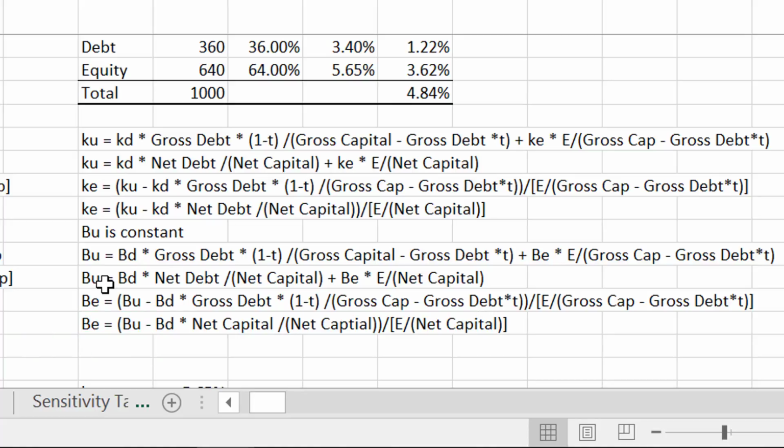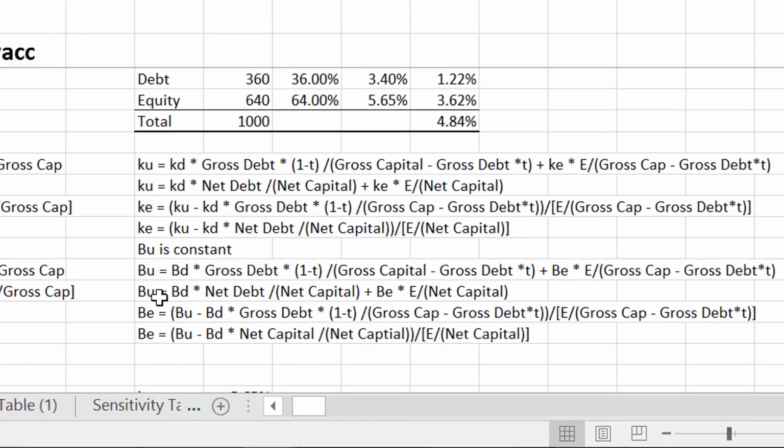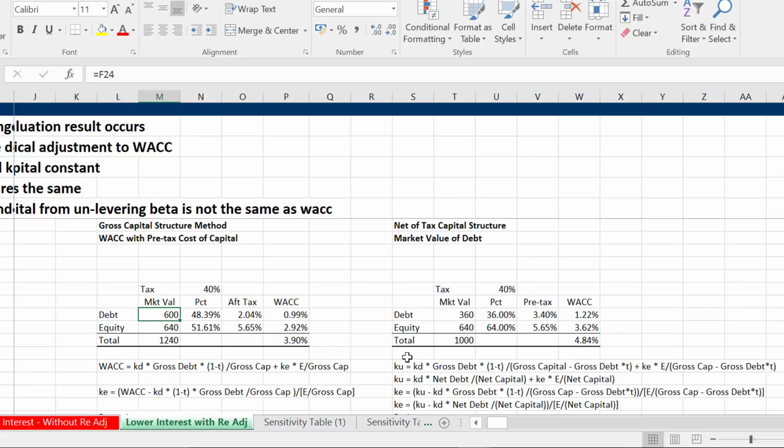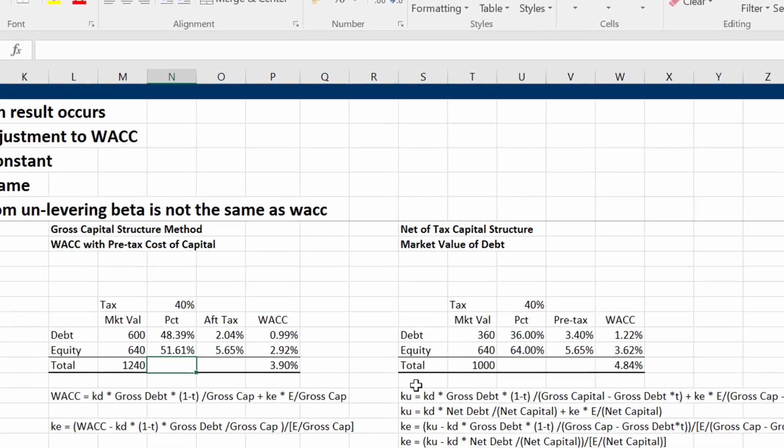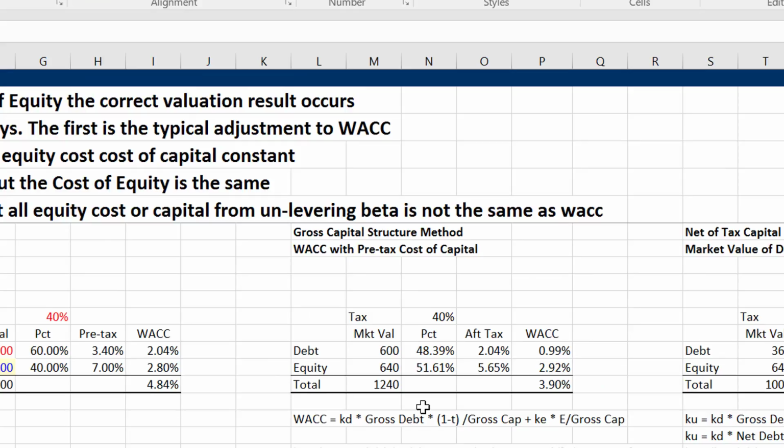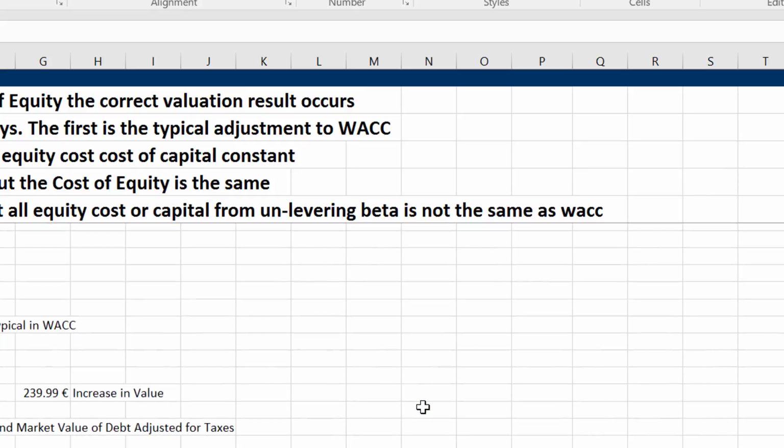Sorry about that. Okay? But that's the beta of equity and the beta of debt. Now, when you apply the WACC method, you get something a little bit different. But here's the problem: you need to start with this method. You need to start here because this stays constant and this doesn't. And that's what I'm going to show you in this video.